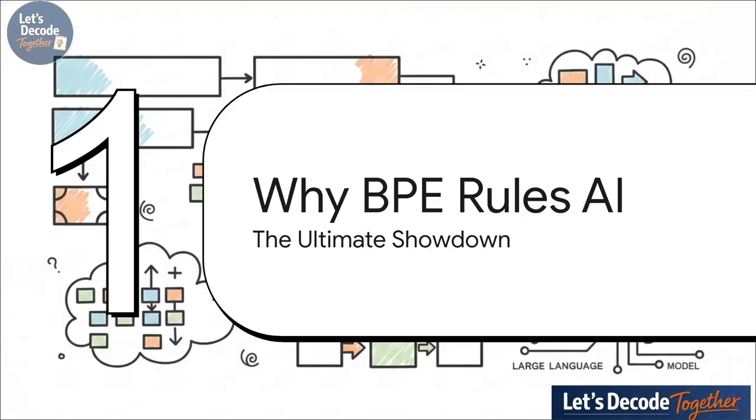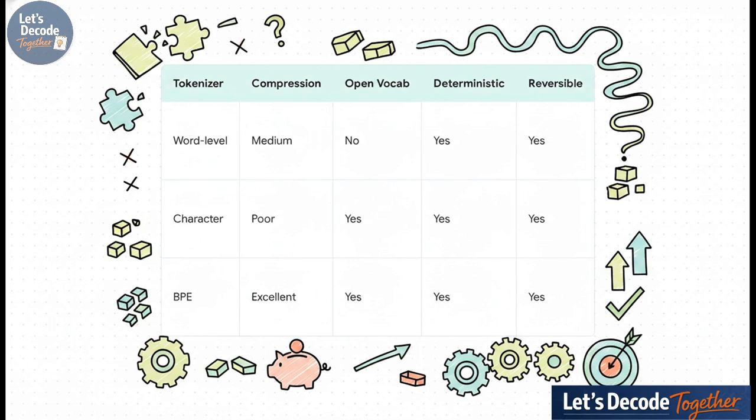And finally, why BPE rules AI, the ultimate showdown. When you put the options side by side, it's pretty clear where the older tokenizers fall short. Word-level models totally fail on open vocabulary. Character-level models suffer from really poor compression, which just wastes expensive compute time. BPE is quite literally the only method that effortlessly hits all 4 of those critical requirements perfectly.